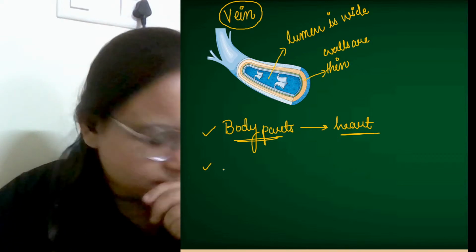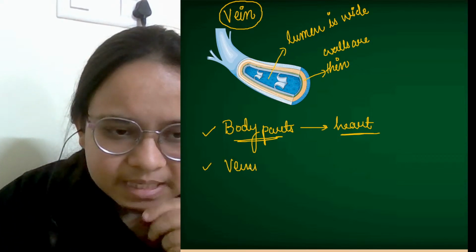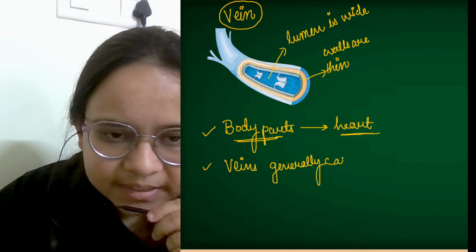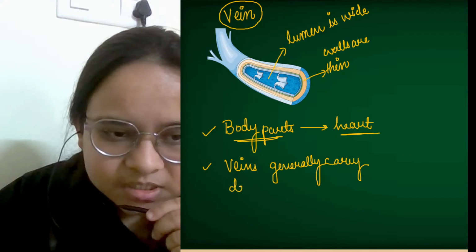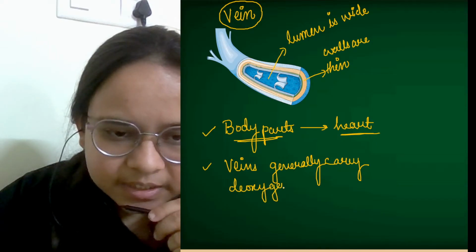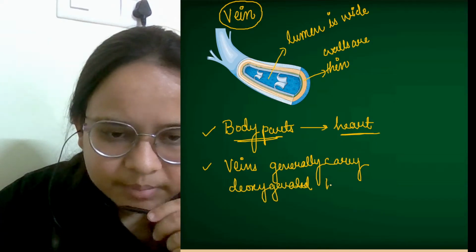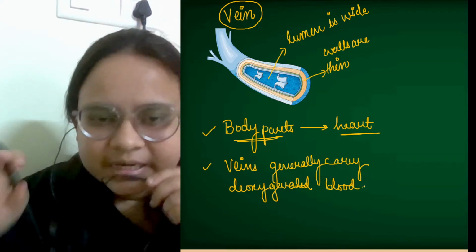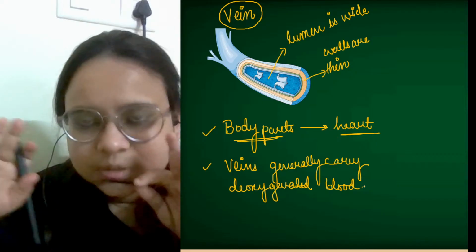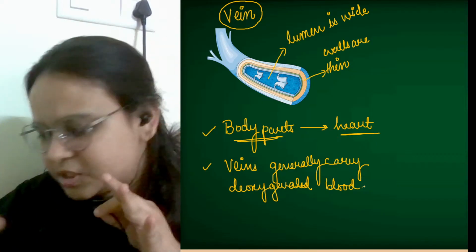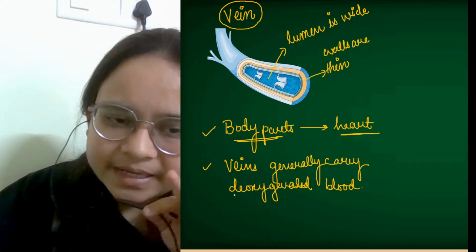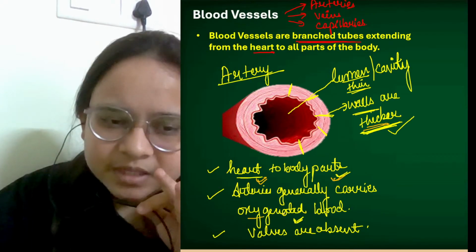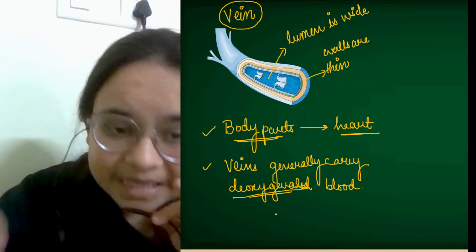Second, veins generally carry deoxygenated blood. Now again I have used the term generally. That means there are certain exceptions, so I cannot use the word always. So they generally carry deoxygenated blood. What did the arteries carry? They carried oxygenated blood.